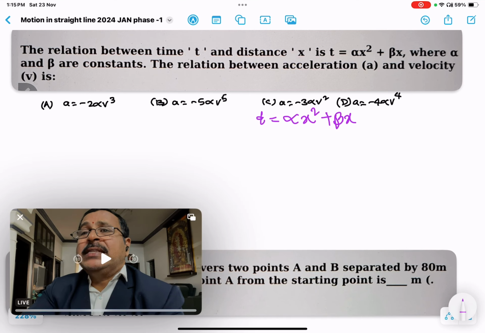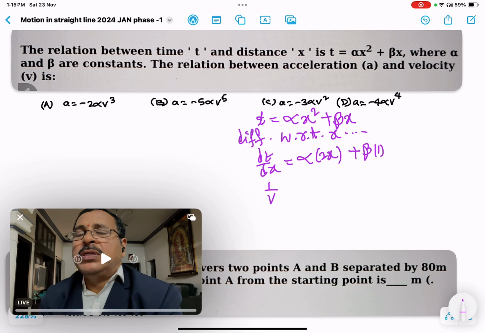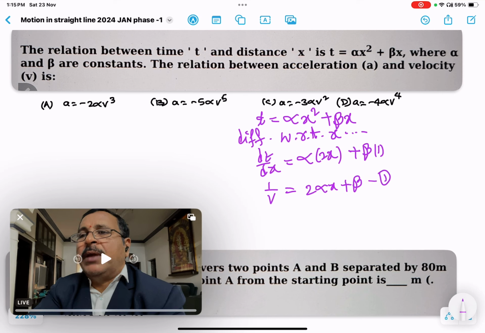First of all, let us differentiate with respect to x. Now what happens? dt by dx equals alpha into 2x, because we are differentiating x, plus beta into 1, since the differentiation of x is 1. Therefore 1 by v, because v equals dx by dt, the rate of displacement, but this is dt by dx, the opposite. That's why it is inverse. So 1 by v equals 2 alpha x plus beta. We are getting equation number 1.